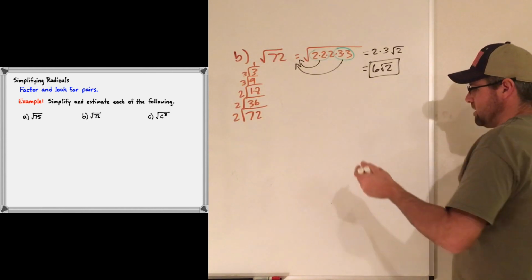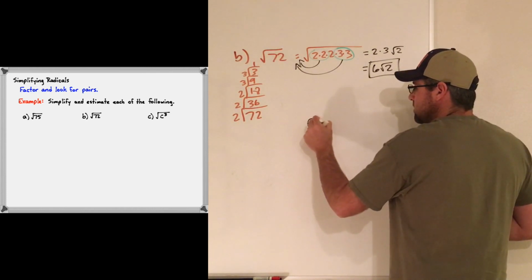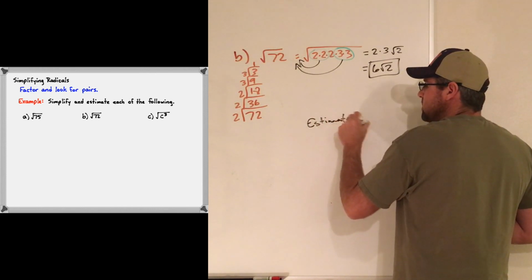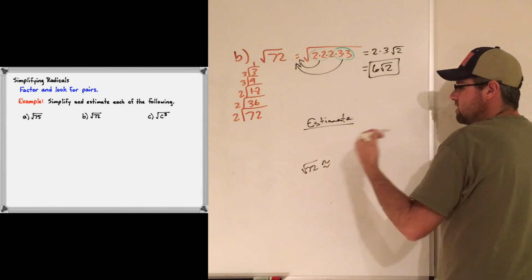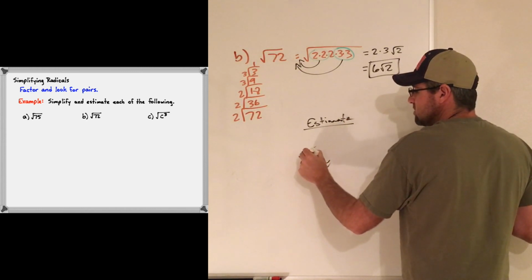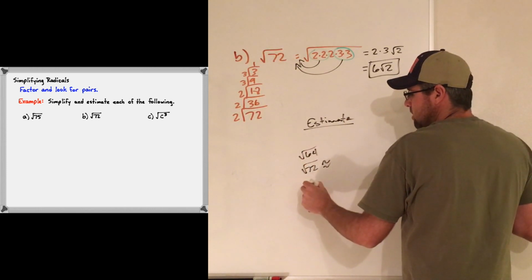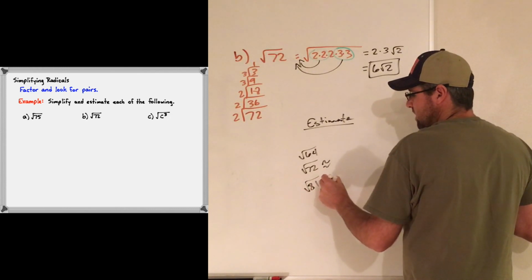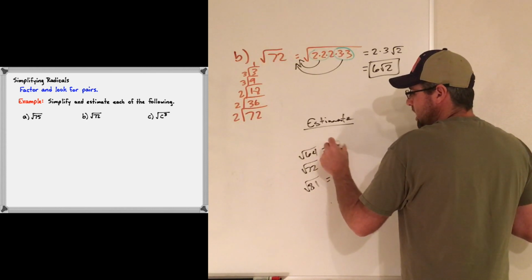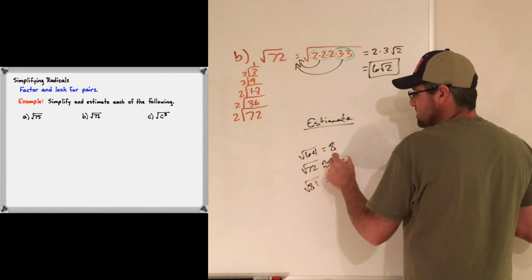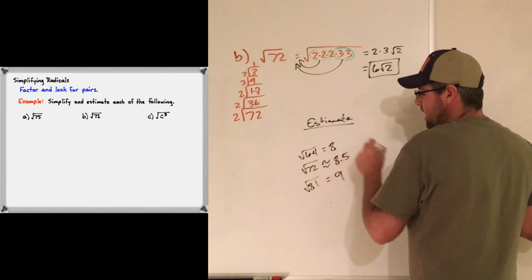Now we want to estimate. Well, the estimate is figuring out values that we know right around it. So the square root of 72, I don't know what that is. But the number right before that I do know is the square root of 64. And the number right after that I know is the square root of 81. So that's 8 and 9 again. And so we'd say the square root of 72 is somewhere between 8 and 9.